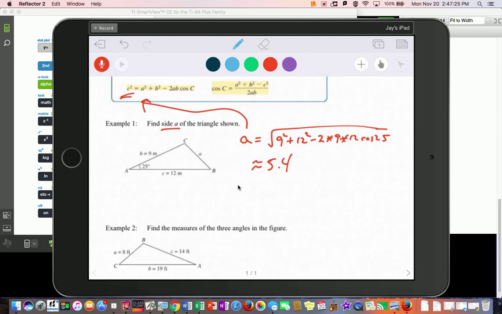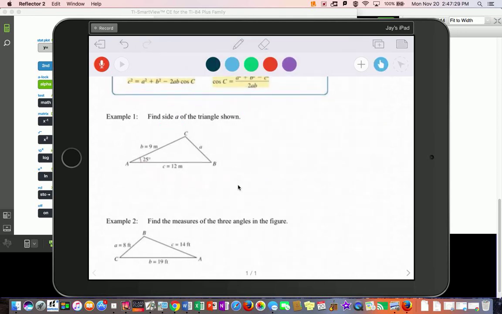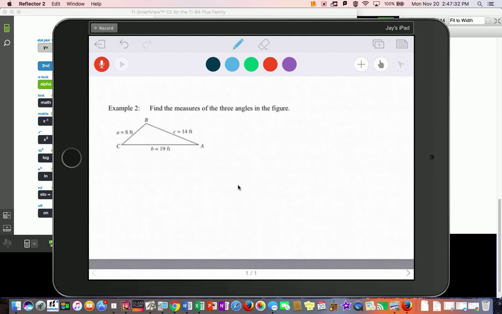What if I want to find measures of angles? So if I want to find measures of angles, I would use the alternative. Now, one of the things I do suggest is that you find the biggest angle first, because then you don't have to worry about that ambiguous case back on the law of sines. After this, you could do law of sines because there can only be one obtuse angle. So anyway, the biggest angle will be B because it's opposite the biggest side.